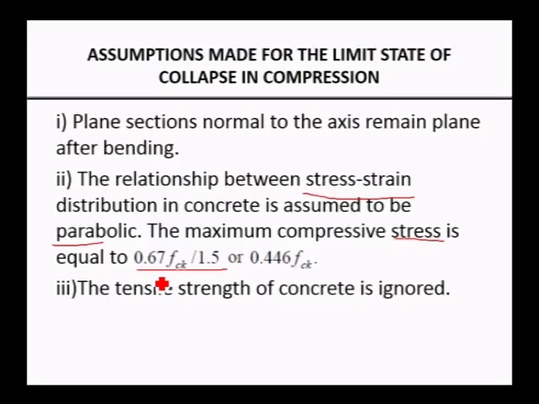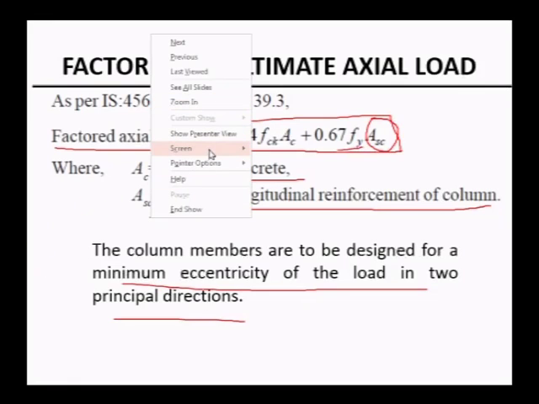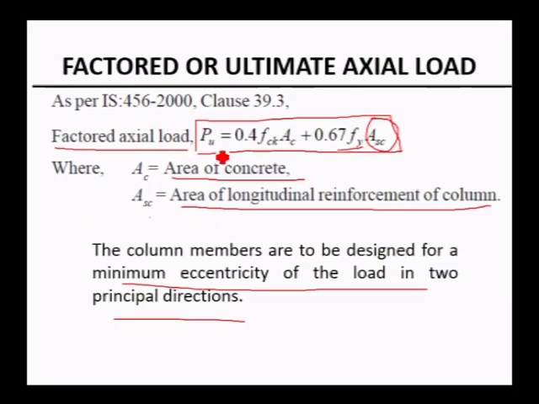The third assumption is that the tensile strength of the concrete is ignored. We are not considering the tensile strength of the concrete, because the formula shown here is for the axial compressive load taken by the column. Pu is equal to 0.4 fck Ac plus 0.67 fy Asc.